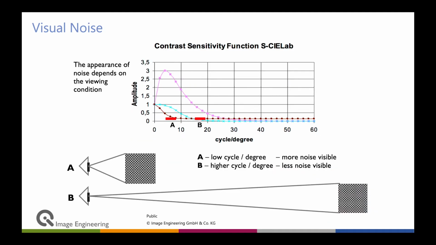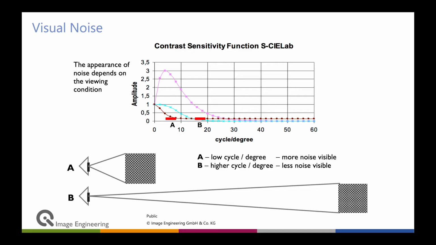So the CSF shows the amplitude you see, and it is plotted versus cycles per degree. How can I understand cycles per degree? That's the spatial frequency per viewing angle. If I have an object, you see there, condition A, I have the object close to my eye. So I have a certain amount of line pairs for a large angle, so I have a low cycles per degree.